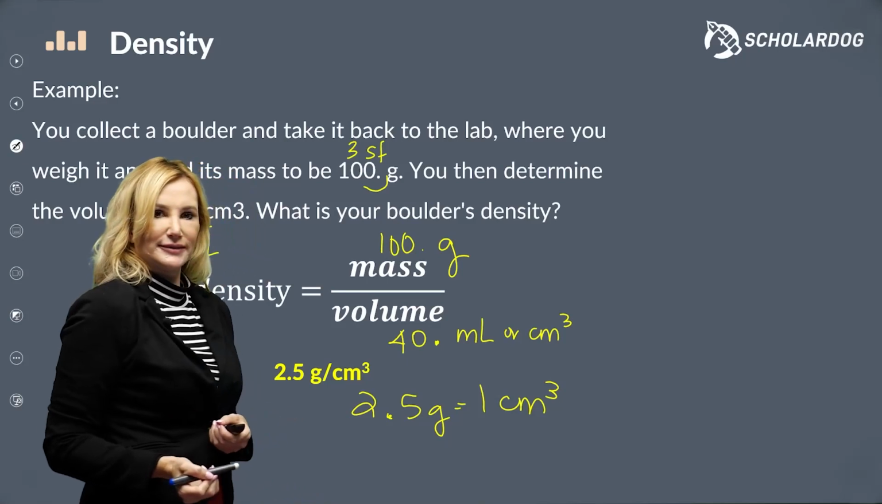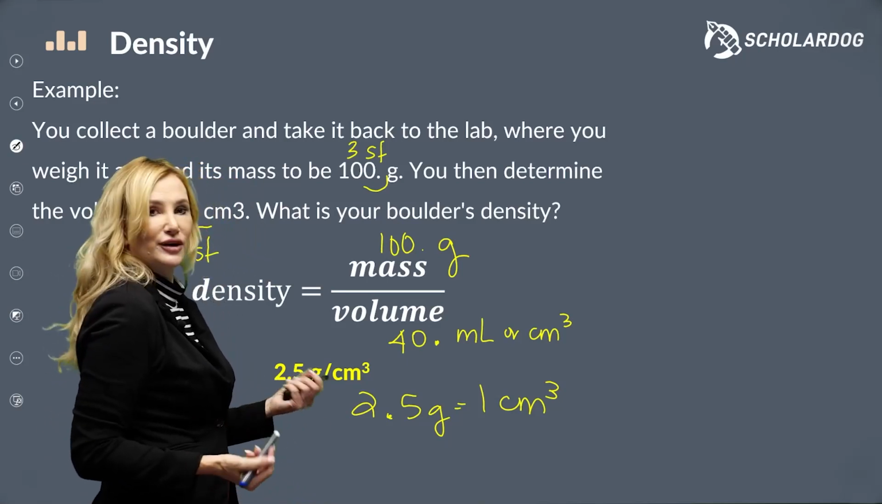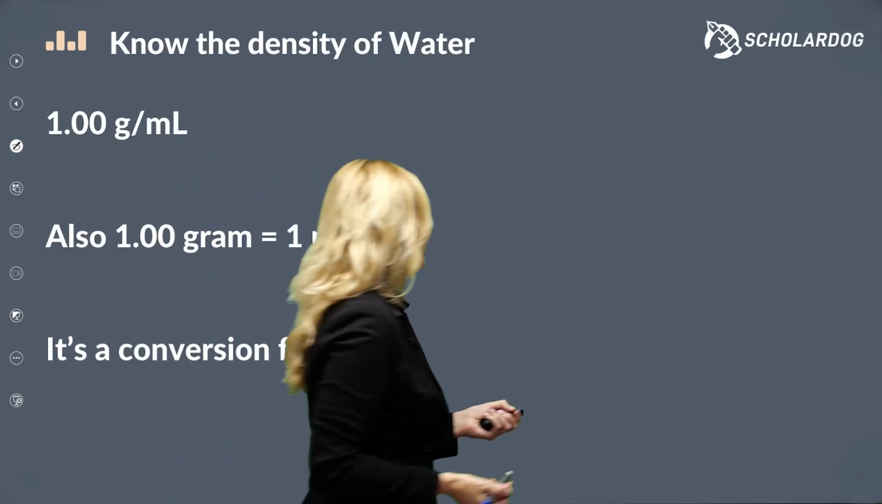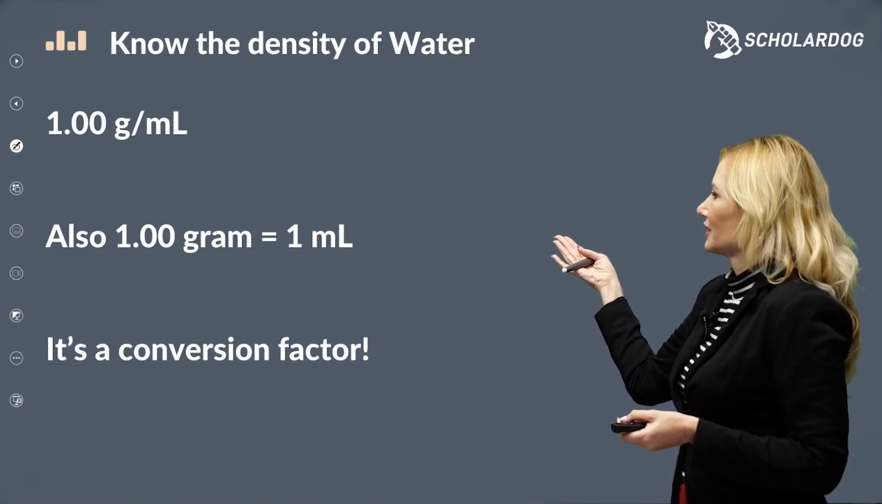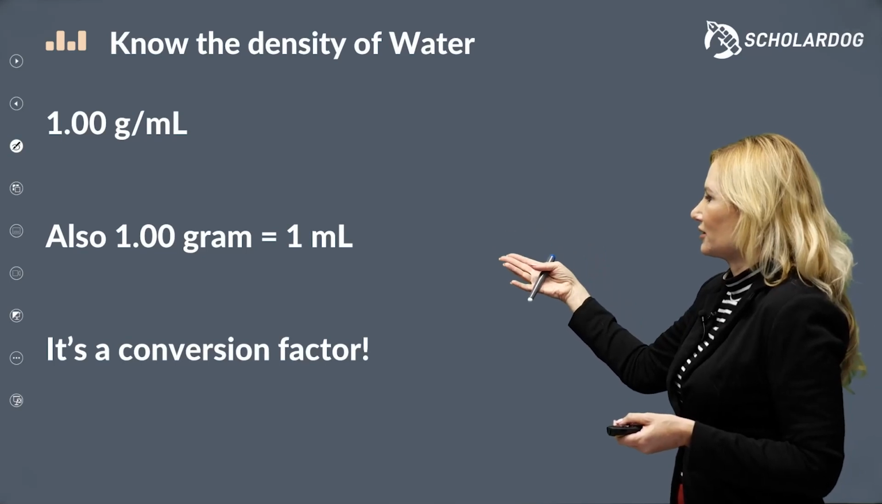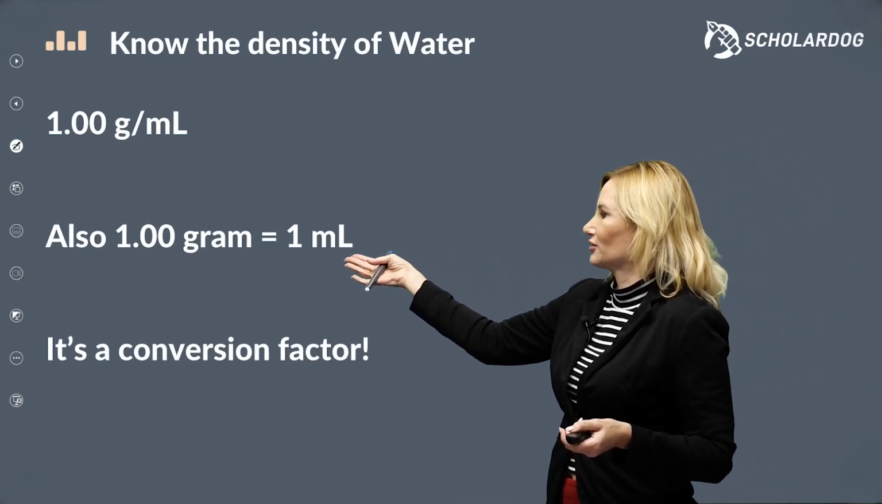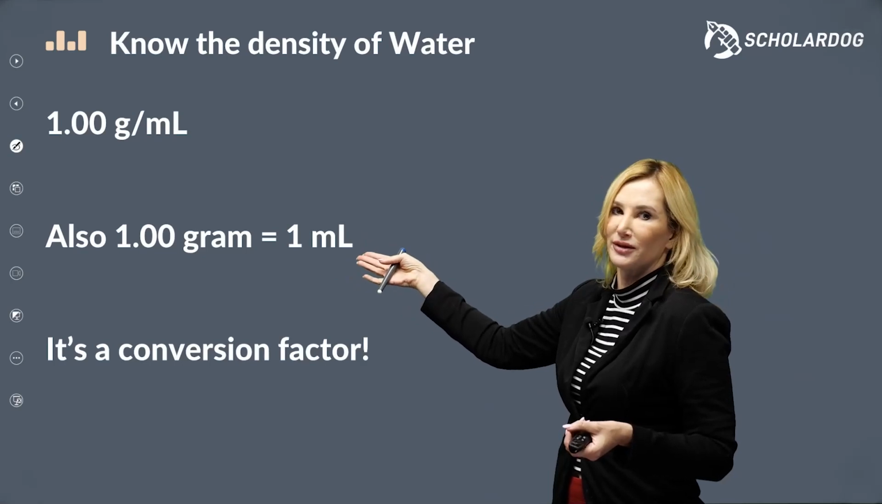We can write it like this. And density is a very useful conversion unit. You need to know the density of water. So it's 1 gram per milliliter. Remember, again, conversion factor, we can write it as 1 gram equals 1 milliliter.